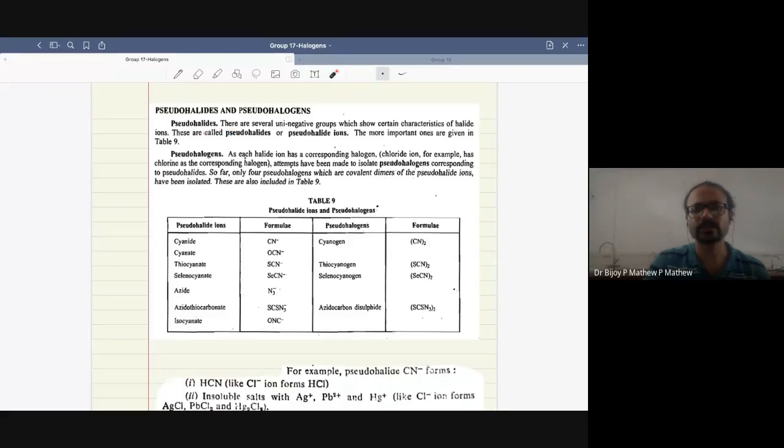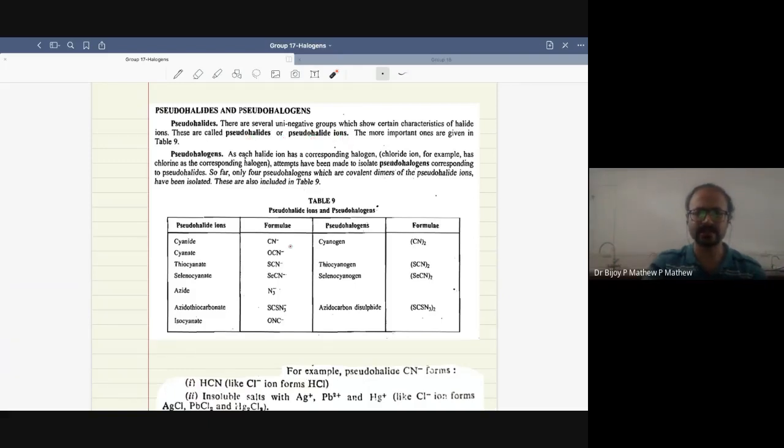Pseudohalides are uni-negative groups which show certain characteristics of the halide ion. As I told you, when the name pseudohalide is said, it means it has some similarity to a halide, but it's not a halide. Like halide ions, they are uni-negative groups with certain characteristics similar to halide ions, but they are not halide ions. That's why they are called pseudo halides.